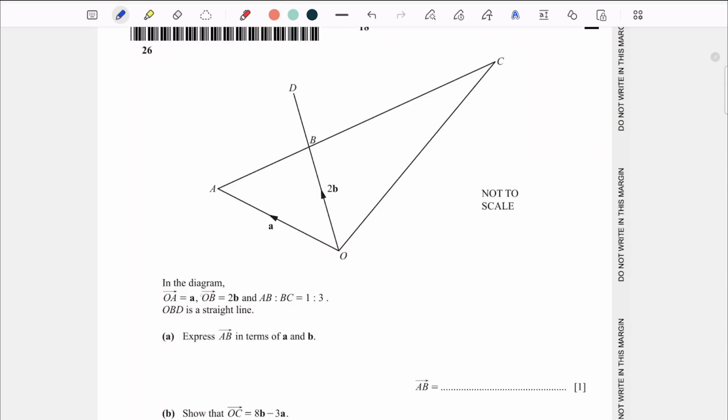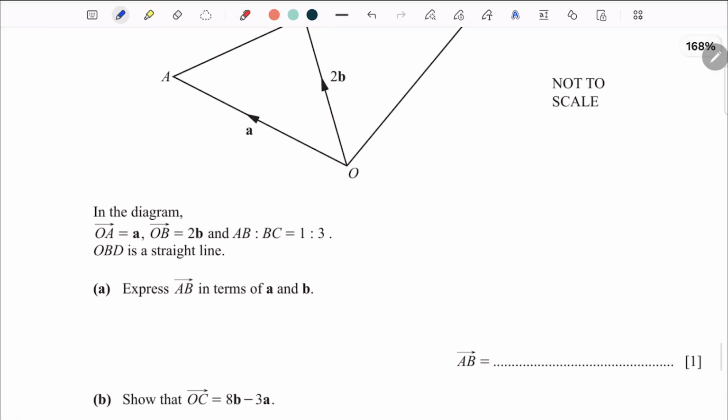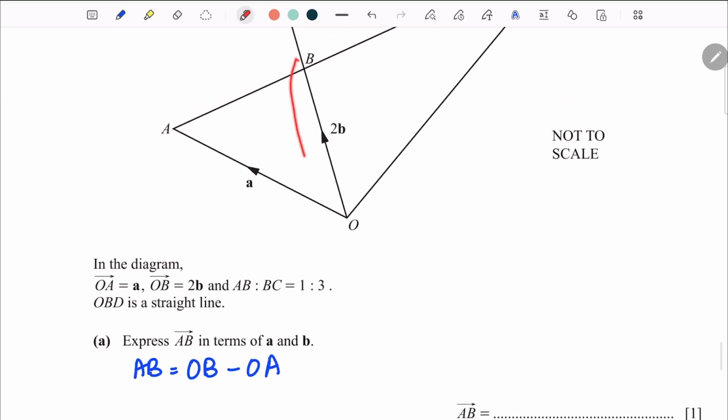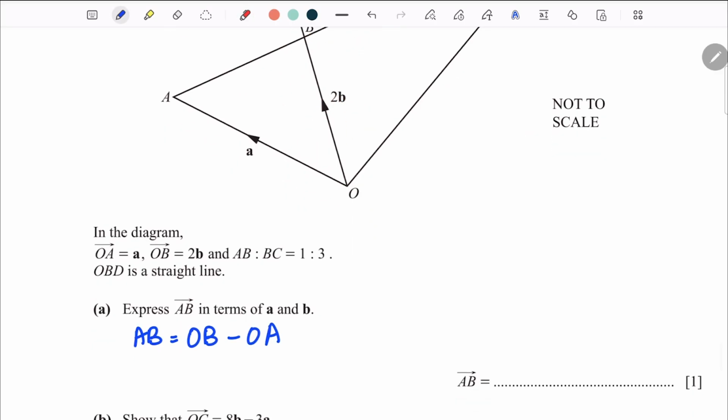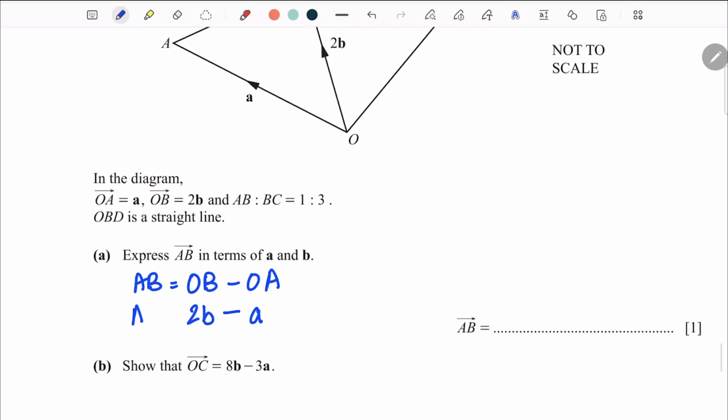Question 26. In the diagram, OA is a, OB is 2b, and the ratio AB to BC is 1 to 3. OBD is a straight line. So this line is basically straight. Express AB in terms of a and b. So AB is basically OB minus OA. Now OB in this direction is 2b. So I'm going to write 2b minus OA. OA is a. So AB will be equal to 2b minus a.